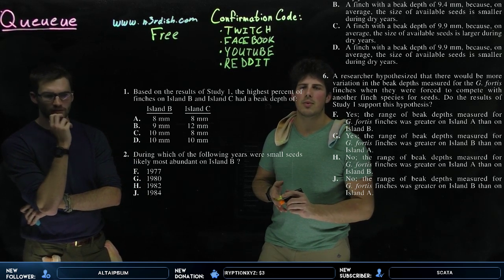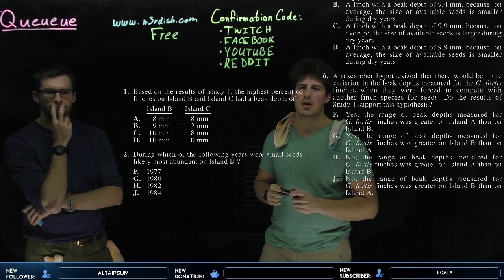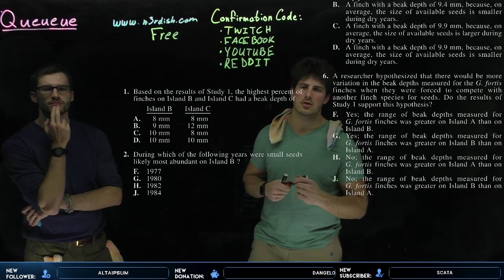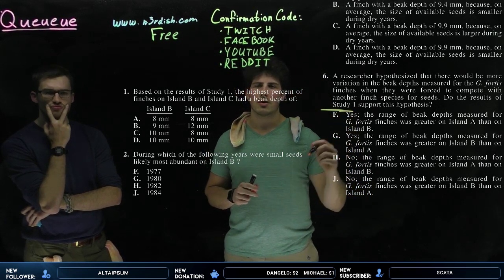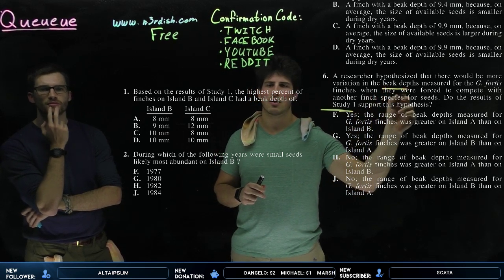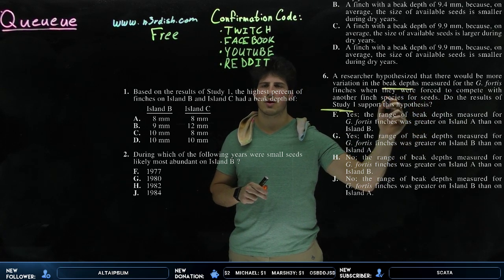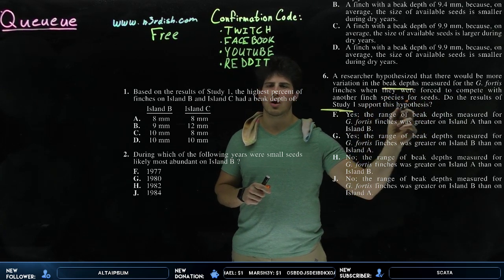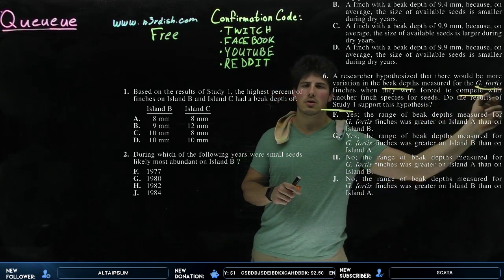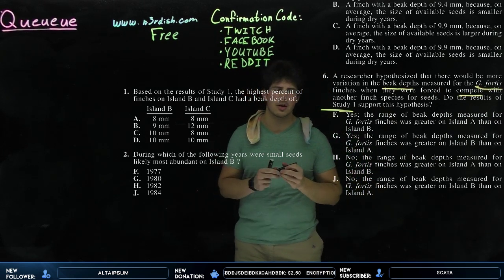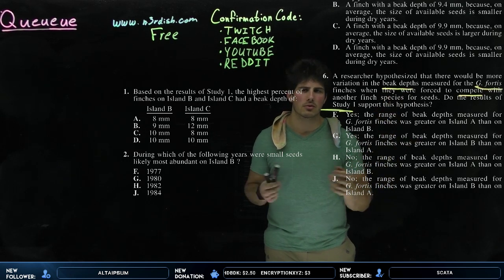The researcher measured the G. fortis finches when they were forced to compete with another finch species for seeds. Do the results of study one support the hypothesis? Okay, so what I'm worried about here is study one. And they're talking about the beak depths for the finches when they're forced to compete with another species for seeds. So they're talking about competition, G. fortis finches. Really, that's kind of all I care about right here.